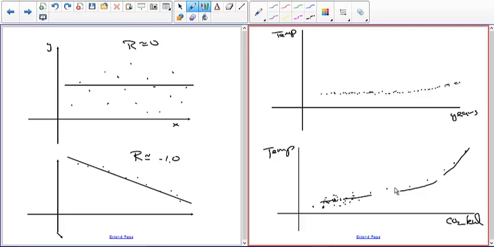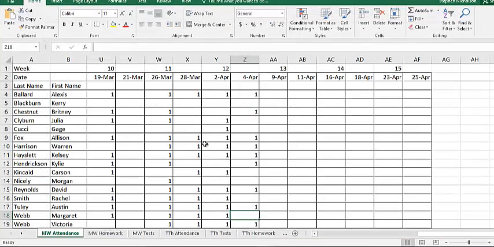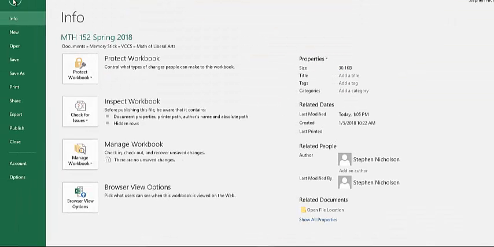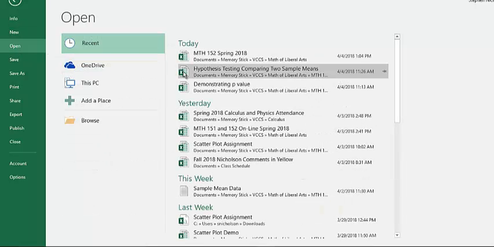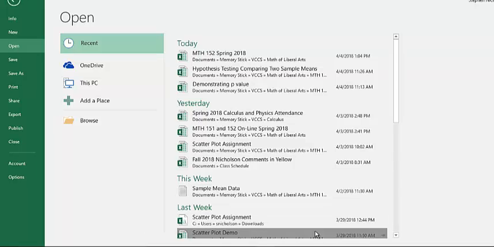And you can also get correlation coefficients, not just for linear equations, but for non-linear equations. So let me just show you. I'm going to open up an Excel file that does the same thing as we're doing here, but looks at a few other things. A scatter plot demo. There we go.